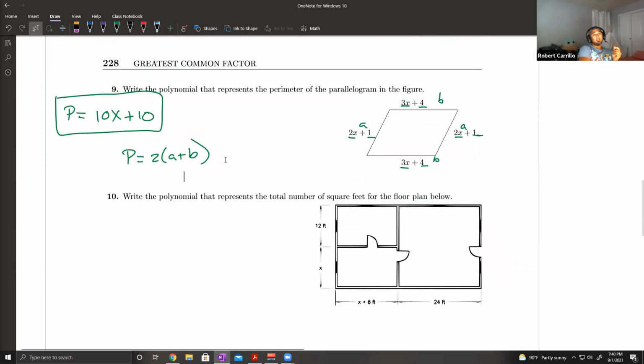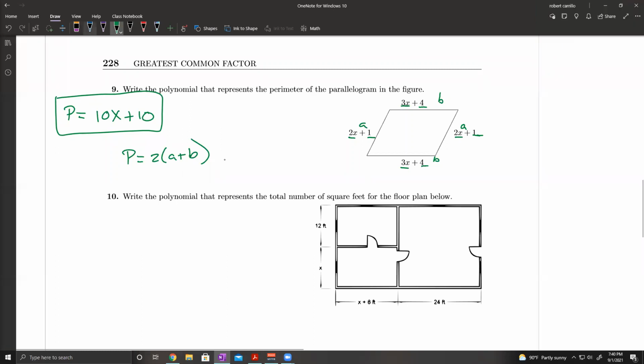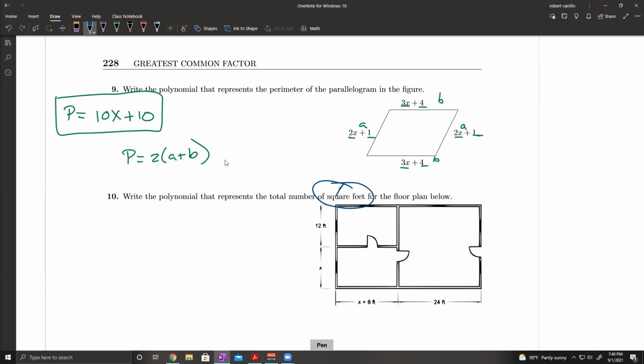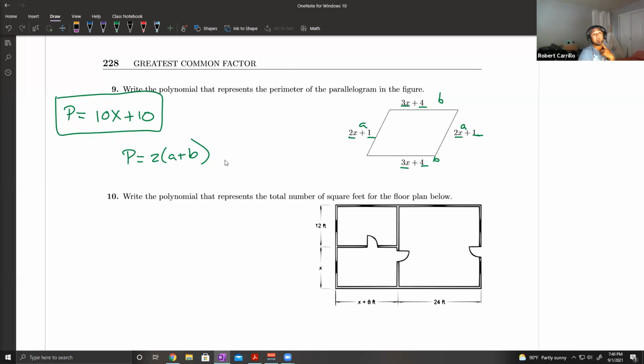And then number 10, write the polynomial that represents the total number of square feet for the floor plan below. Okay. Well, what shape does this whole floor plan make? A rectangle or a square? Rectangle. It's definitely a rectangle. And if you're dealing with square feet, is that perimeter or area? Area. Good. So this means we need to know the formula for the area of a rectangle.